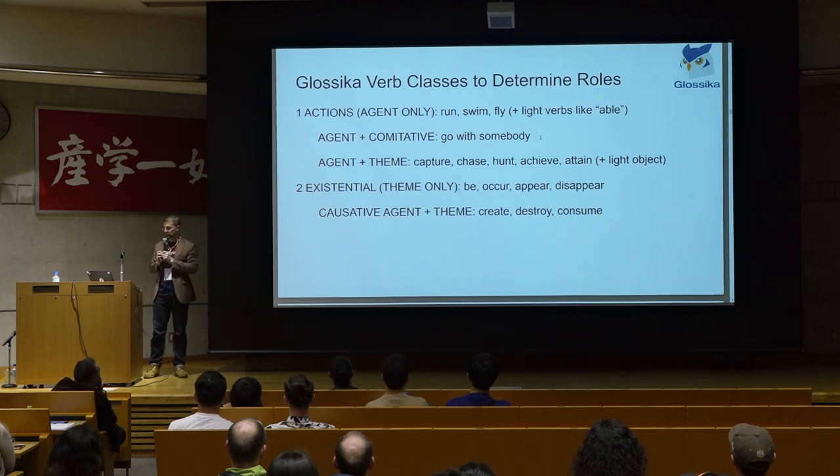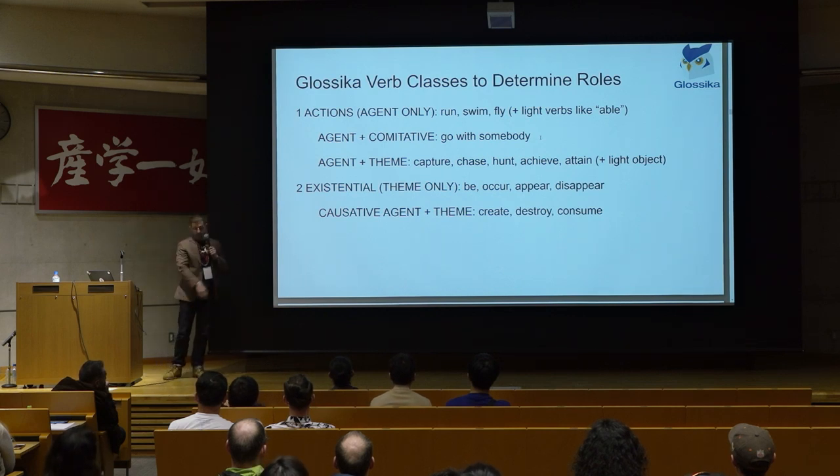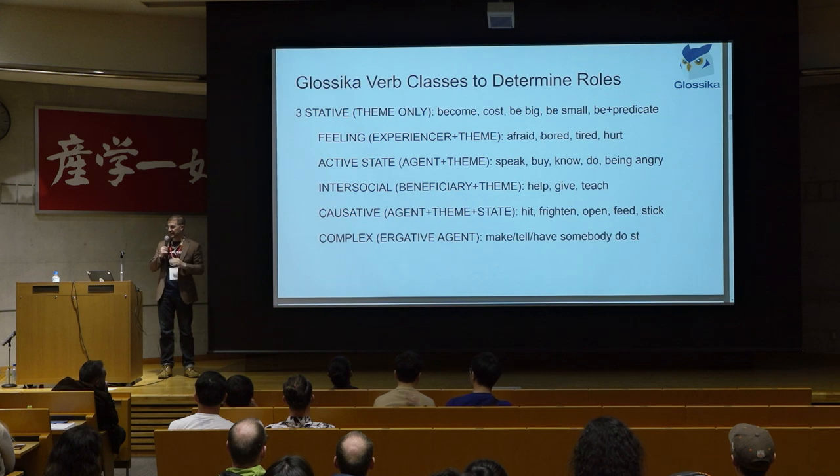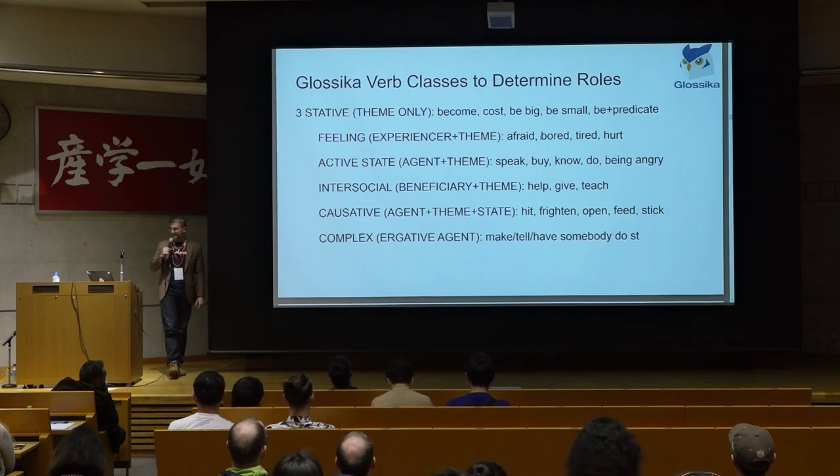But you also have a causative agent where you add the ergative element to it. So you create, destroy, or consume. Okay, so the third kind of verb class that we classify is stative verbs. We're going to talk a lot more about these today. So things like cost, or be big, or be small, be predicate.